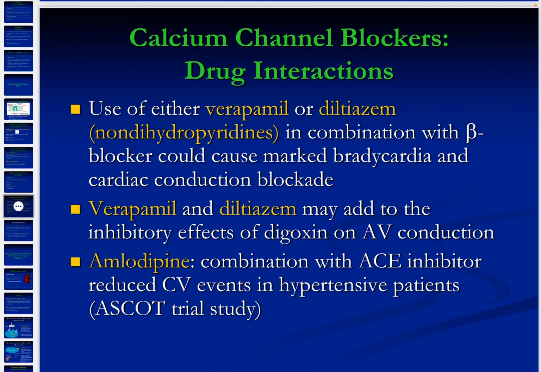And a study called the ASCOT trial. ASCOT stands for Anglo-Scandinavian Cardiac Outcomes Trial, something like that. It's a study that compared the combination of different drugs on their ability to lower blood pressure in hypertensive patients. They noted that combination with the ACE inhibitor reduced cardiovascular events in hypertensive patients. So calcium channel blockers can be combined with ACE inhibitors, and the study showed it reduced cardiovascular events, meaning stroke or myocardial infarction. So sometimes it's good to combine them. But as we said, if we have the ability to use fewer drugs, it's preferable if we have control over the blood pressure.